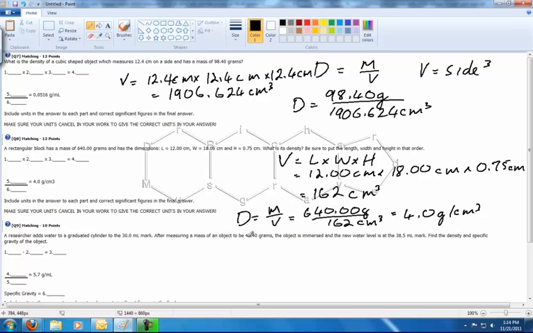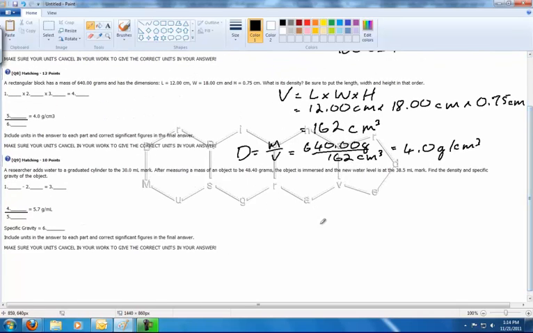Alright, looking at the next one. We've got a researcher who adds water to a graduated cylinder to the 30.0 mil mark after measuring the mass of the object to be 48.40 grams. The object is immersed and the new water level becomes 38.5 mils, and we need to find the density and specific gravity. Alright, so looking at the density, we know that density is going to be mass divided by volume. We actually already have the mass, it's 48.40 grams. What we need is the volume of the object.